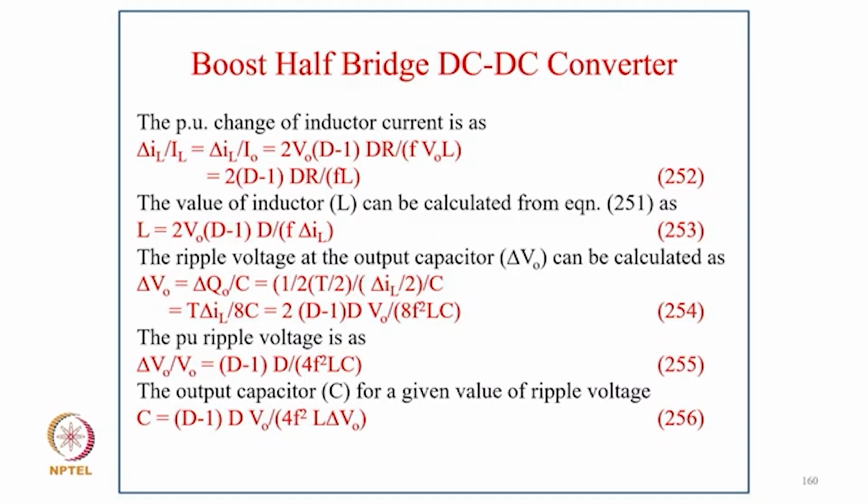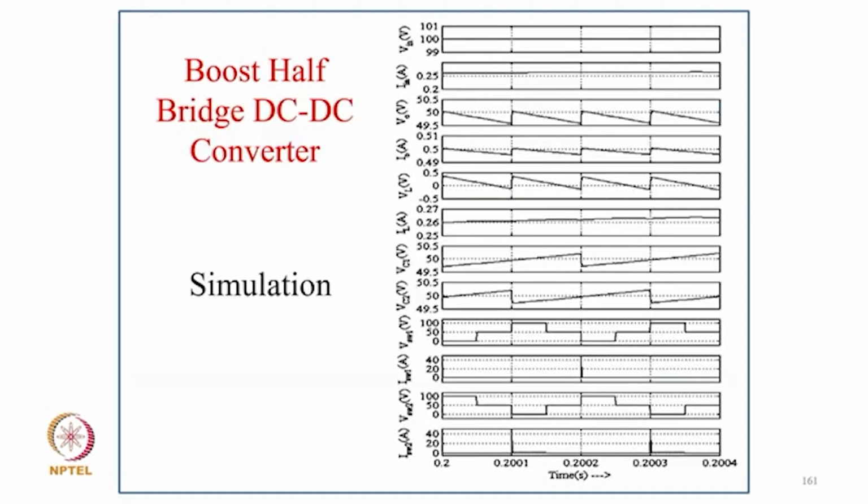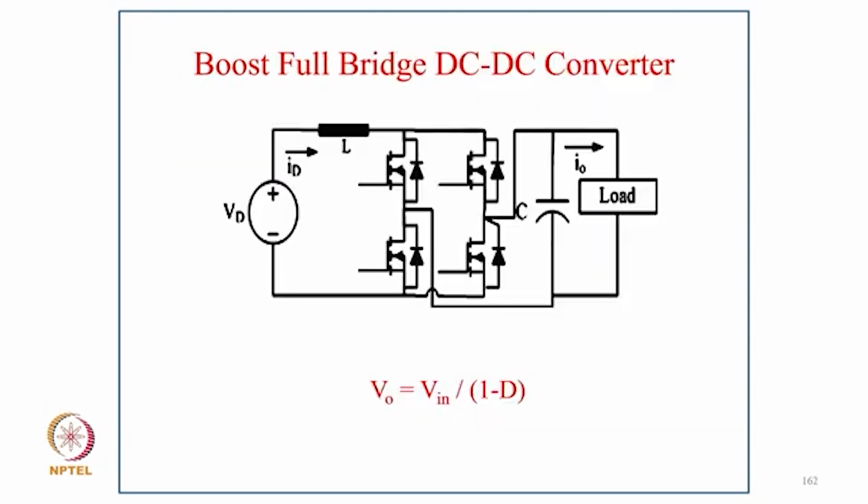So per unit ripple voltage will be delta V0 upon V0, that is equal to (D − 1) D in bracket 4 F square LC, and the output capacitor for a given value of ripple voltage is C equal to (D − 1) D into dV divided by 4 F square L delta V. And these are the typical waveforms of the boost half bridge DC-DC converter.